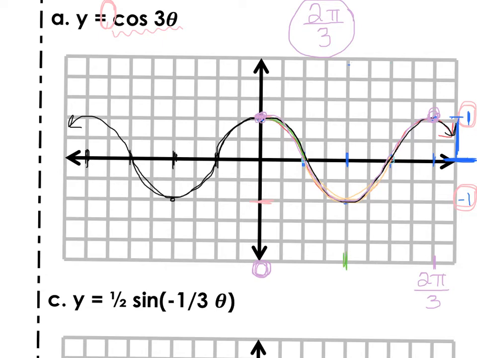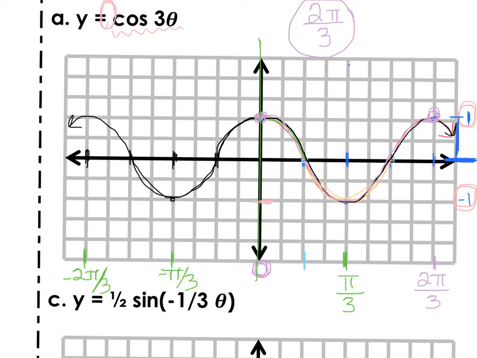Next, I'm going to label the halfway mark. What's halfway between 0 and 2 pi over 3? Well, that would be pi over 3. Because we were not translated horizontally at all, and because my middle y value here is 0, I'm going to have the reflection of these values on the x-axis on the other side. So this is going to be negative 2 pi over 3, and this is going to be negative pi over 3.